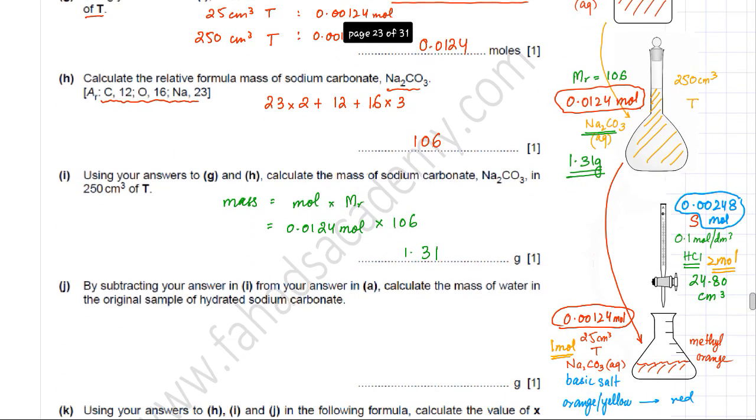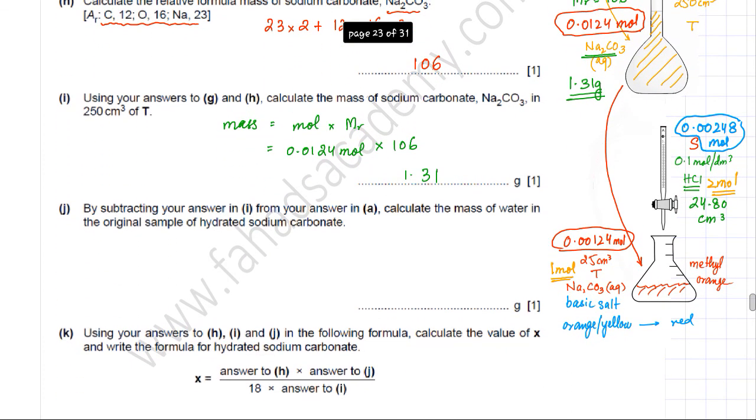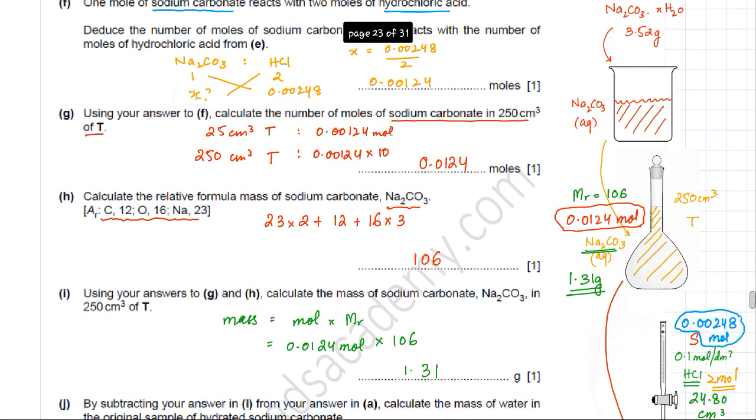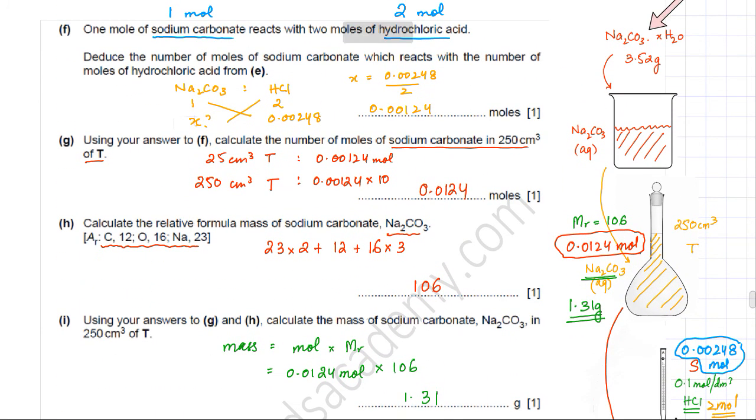So moving to the next part, you're now asked, by subtracting your answer in I from your answer in A, calculate the mass of water in the original sample of the hydrated sodium carbonate. So moving back to our sketch, our original sample of sodium carbonate was a hydrated salt. The mass was 3.52 grams. Since it was 3.52 grams, it also contained a lot of water in it. There were water molecules also added to it. Now, using titration, we were able to figure out the moles of sodium carbonate, and we were able to figure out the mass of sodium carbonate.